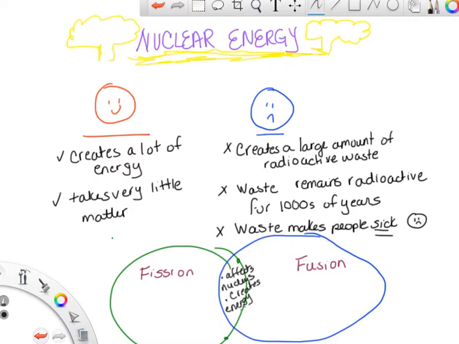So when we talk about fusion, it fuses atoms. It has very little waste, non-radioactive waste. The sun is created from nuclear fusion, where hydrogen atoms are fused together to make non-radioactive helium. And it happens on the sun.